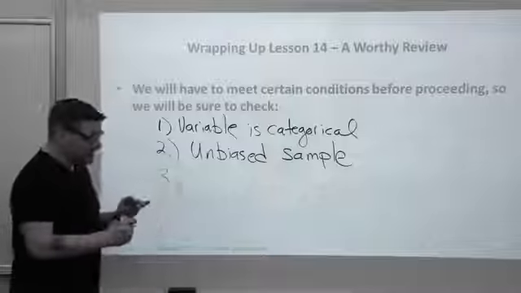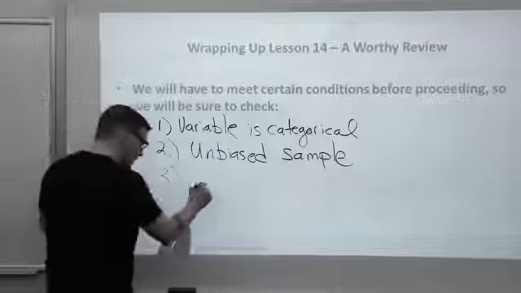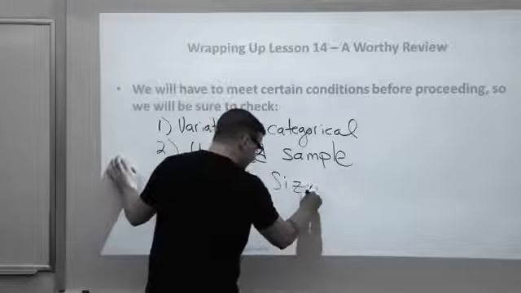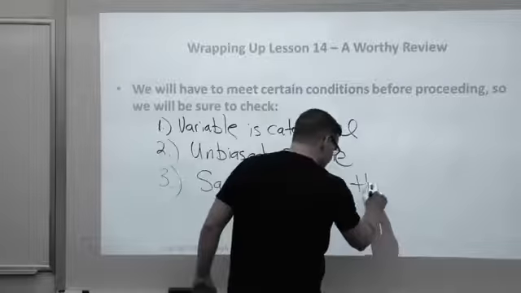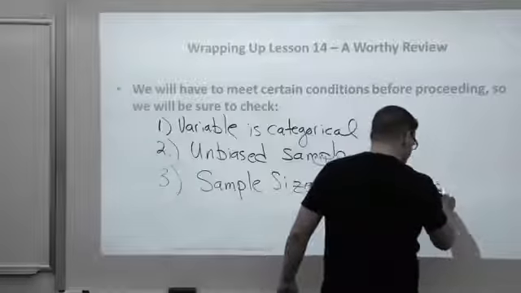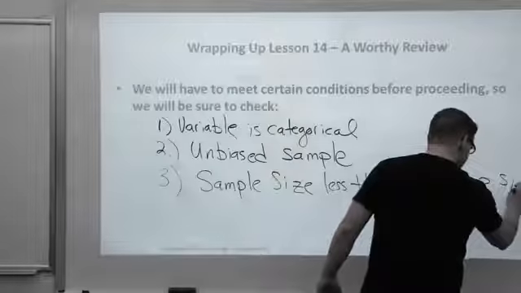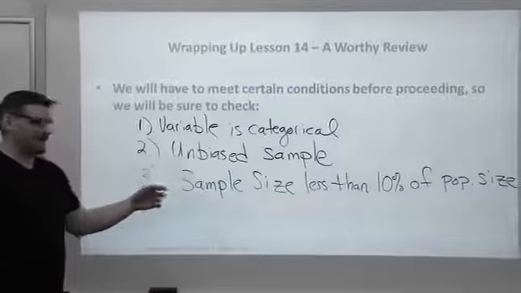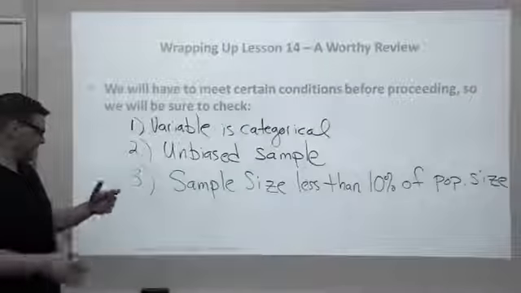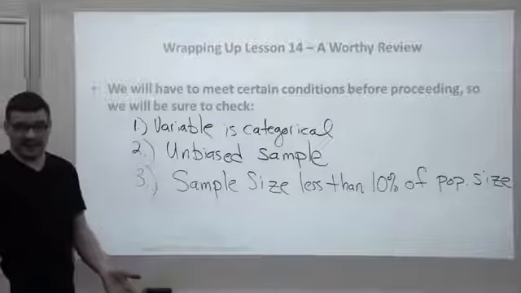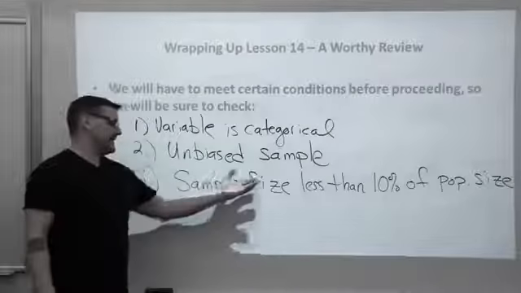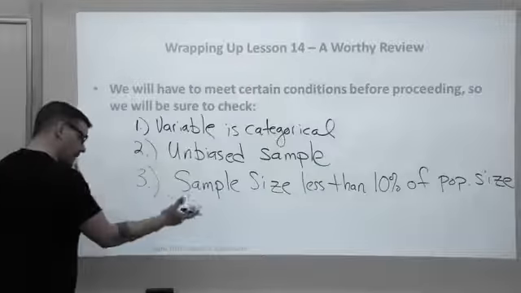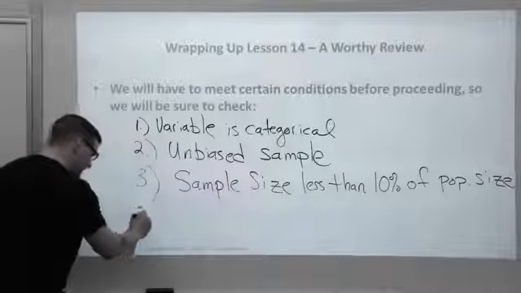Okay. Part 3, the sample size should be smaller than 10% of the population size. So number 3, sample size less than 10% of population size. We check this to make sure, it seems a little silly, but to make sure our sample isn't too big. If the sample's too big, you might run into problems with independence. To me personally, I can never have enough data, but we still check this just to make sure that we're proceeding with all the conditions met.